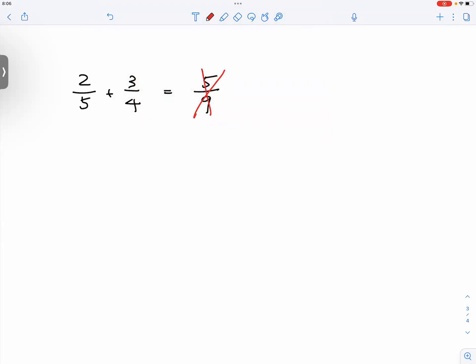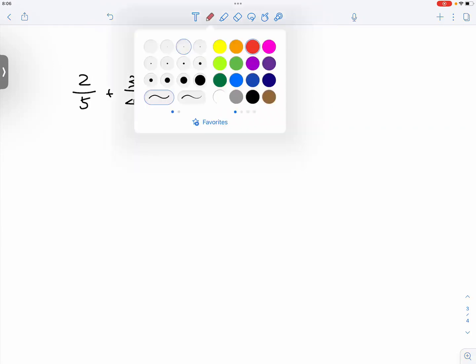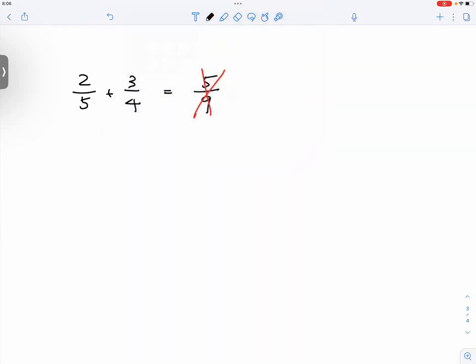Change the denominator. Okay. Now, do not be surprised that some people will put this as the answer. Okay. Now, why do we need to change the denominator? Is that when we are adding fractions together, we have to have the same basis.